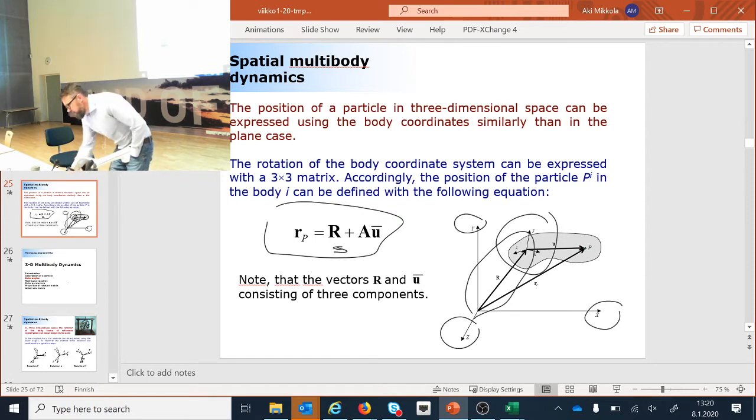That's about it. Then this is the one that is a clear, big difference between the planar and spatial case. And that's the one that is about the orientation, the rotation of the body reference coordinate system with respect to the global coordinate system. This will be a 3 by 3 matrix, and it will be way more complicated to describe compared to the planar case. That's what we're going to discuss today. And then the final component is the vector u bar, which again is a vector consisting of 3 components. These 3 components are components along the local x, y, and z coordinate axes.